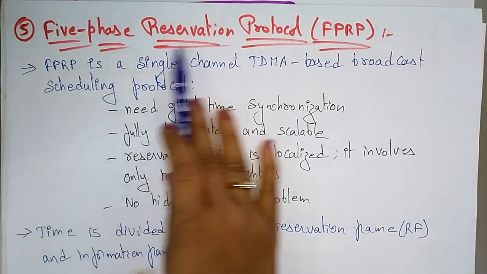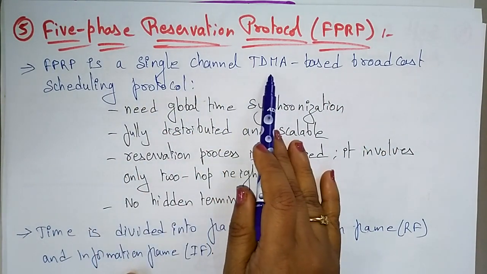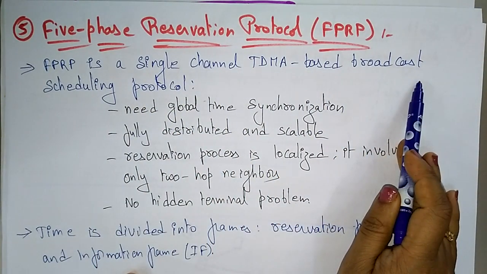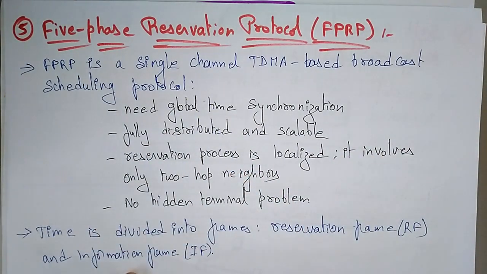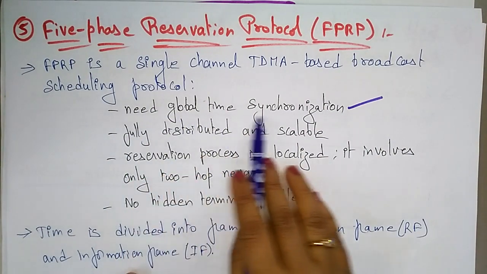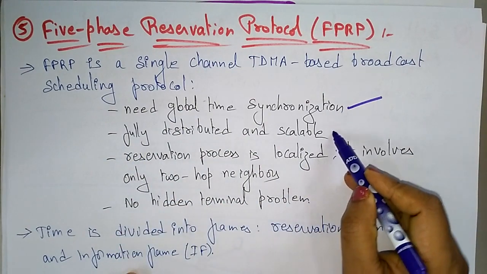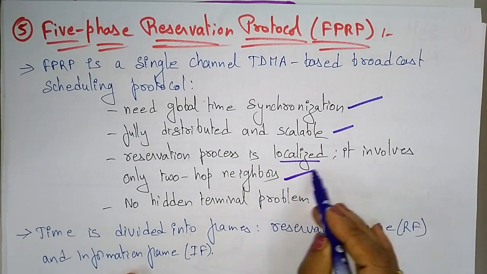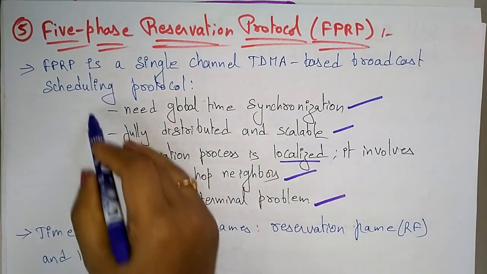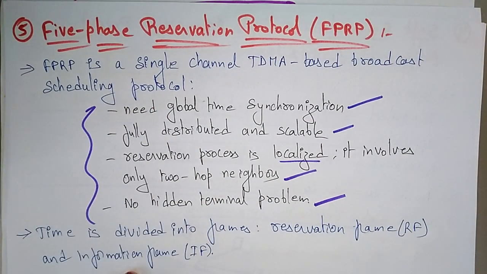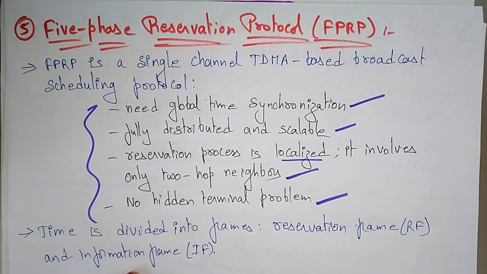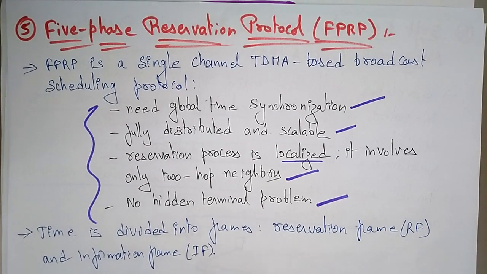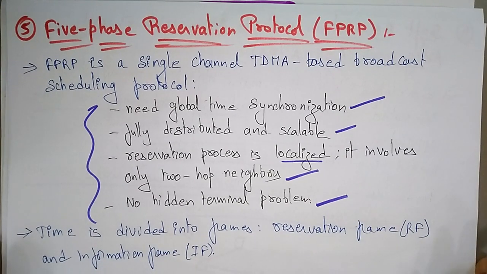The five-phase reservation protocol is a single channel TDMA, time division multiple access based broadcast scheduling protocol. This FPRP needs global time synchronization. Just remember the features: global time synchronization is needed, it is fully distributed and scalable, the reservation process is localized, it involves only two hop neighbors, and no hidden terminal problems are there.